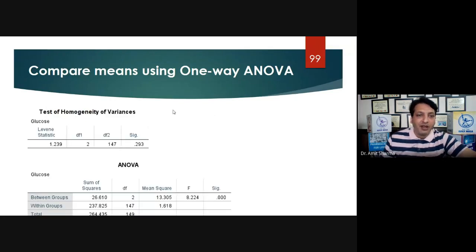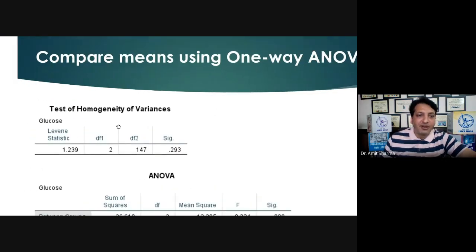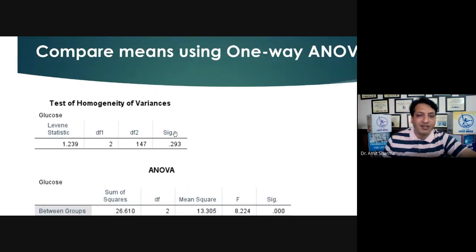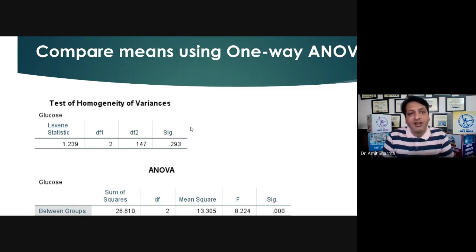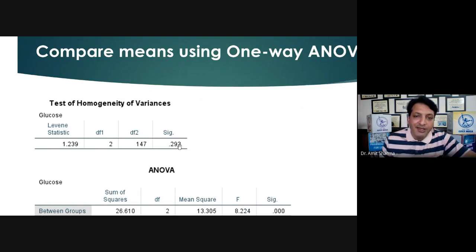So the fourth table, which is given by the software, is the test for homogeneity of variance. This value should be more than 0.05. Just remember, for all other variables the significance value we are taking is less than 0.05, but for Levene's test, the test for homogeneity, we are taking a p value more than 0.05, and here we are getting a value of 0.293. That means our data was found homogeneous and we are eligible to apply the ANOVA.